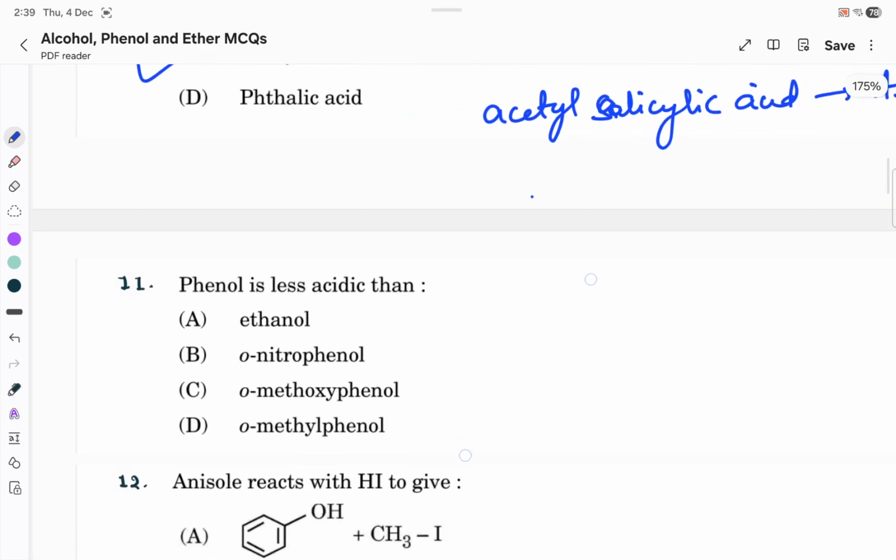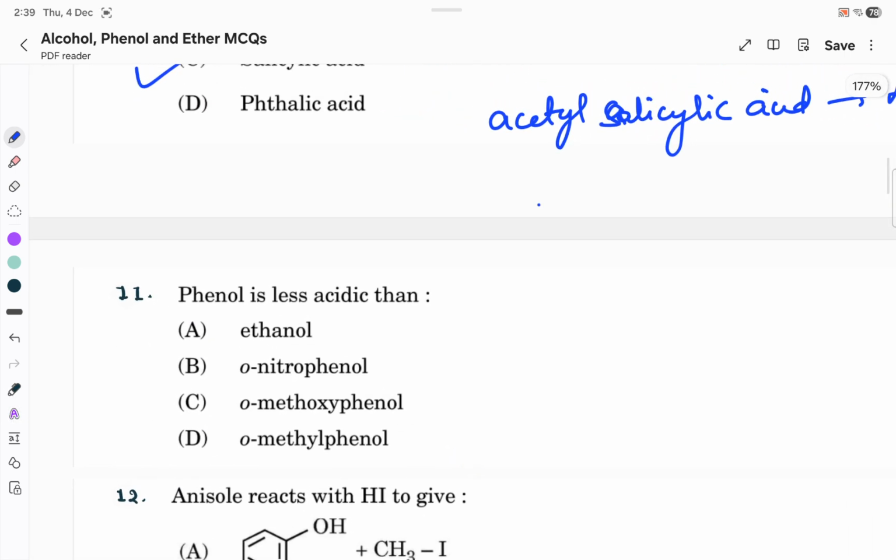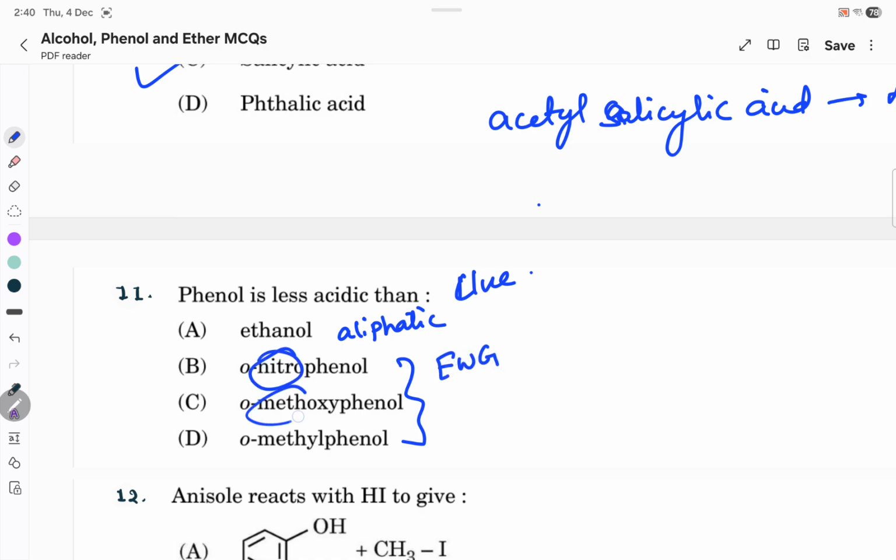Next question, phenol is less acidic than. I will give you a clue. Please solve this and comment your answer. Ethanol is aliphatic, and we have 3 aromatic alcohols, phenol based. Nitro group is electron withdrawing in nature, methoxy is an electron releasing group, and methyl is also an electron releasing group.